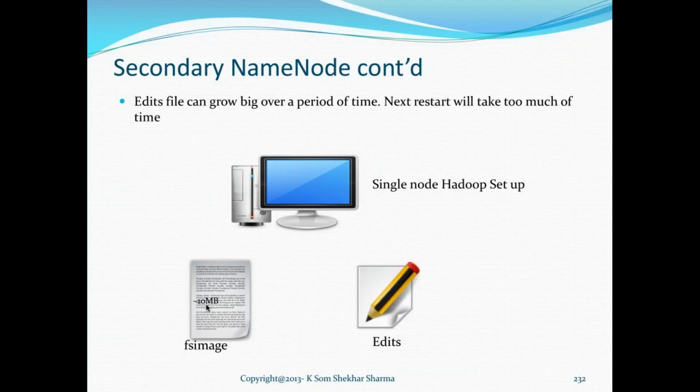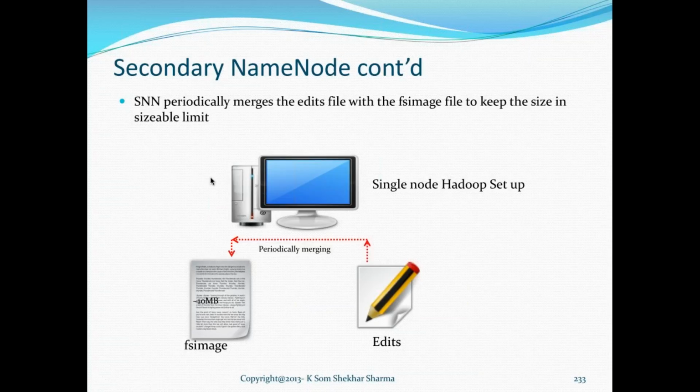Now, what will happen if your cluster is running for a longer time duration, say 6 months or 1 year, and the secondary name node is not running? You will see that the edits file size can grow very big over a period of time, and the next restart can take too much time. The secondary name node periodically comes, every 24 hours by default, and merges the edits file with the FS image file.